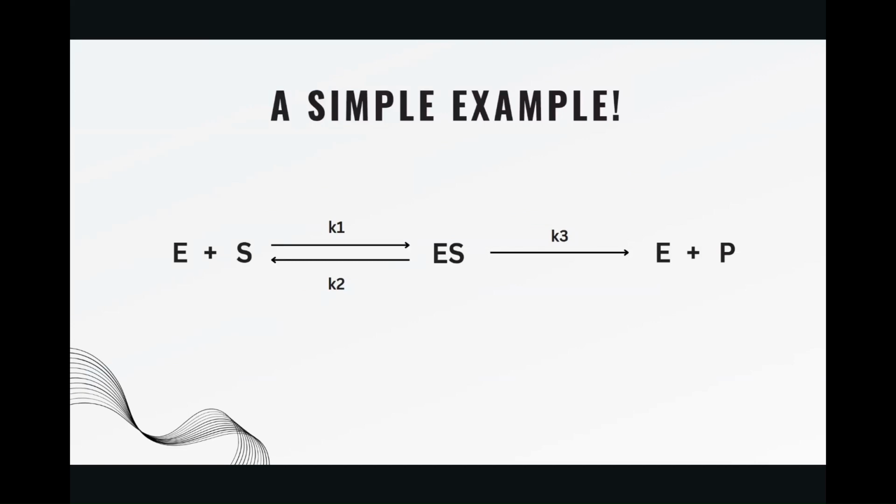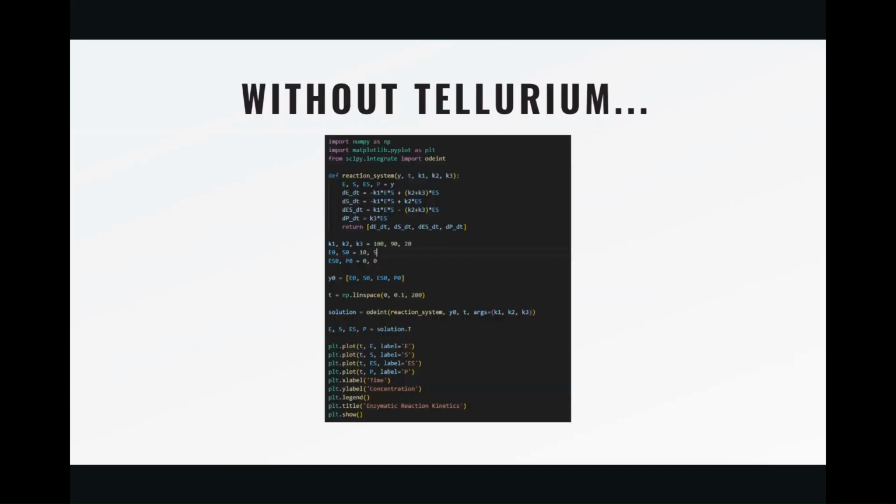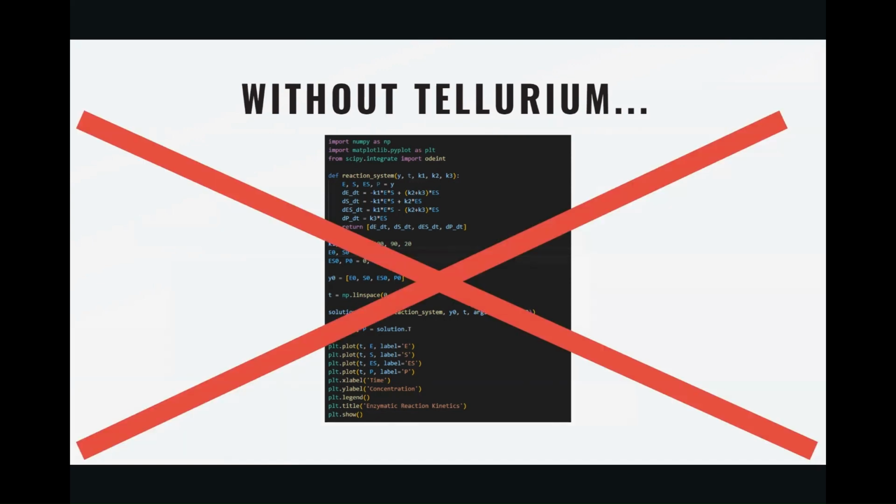Without Tellurium, we'd have to write out all the differential equations for the change in each species, use a system solver, and then import our favorite plotting package to look at the results. All of this for such a simple model? Nobody has time for that. But here's where the magic happens.